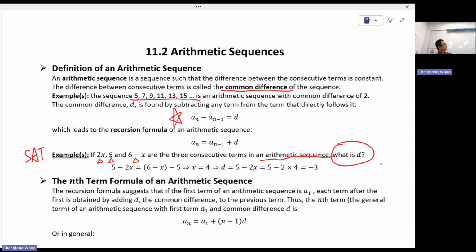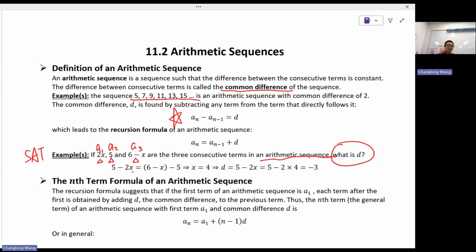But it turns out that you could just impose the definition of the common difference, right? Since it's a common difference, why don't you subtract? Let's say this first term, you can call it a sub 1, not a big problem. A sub 2, a sub 3. So if you subtract a sub 1 from a sub 2, which is 5 minus 2x, you should get the same exact difference if you subtract a sub 2 from a sub 3. So a sub 3 will be 6 minus x, then subtract the 5. So that way, set them equal.